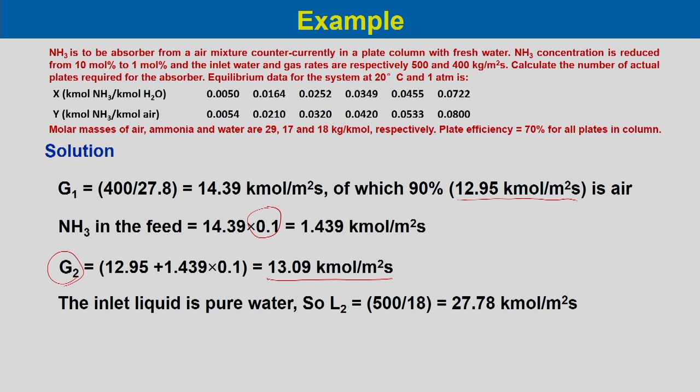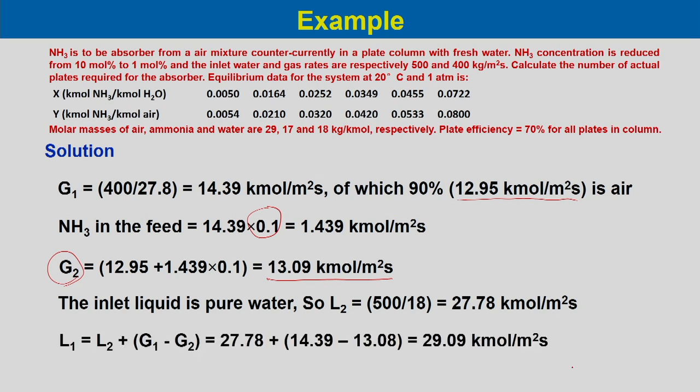The inlet liquid is pure water. So L2 would be 500 by 18, which is equal to 27.78 kilomole per meter square second. So L1 would be equal to L2 plus G1 minus G2, which is essentially 27.78, and 14.39 is your G1, and then G2 is 13.09. If we substitute here, it would be 29.09 kilomole per meter square second. So we have the data G1, L1, G2 and L2.